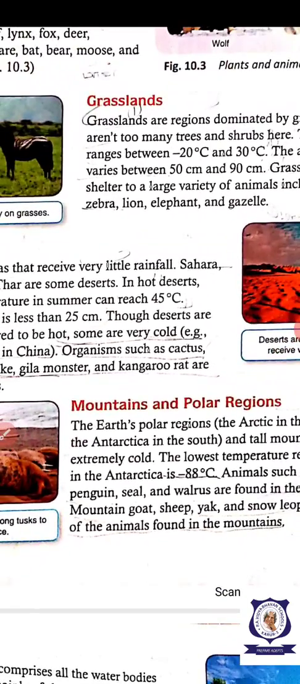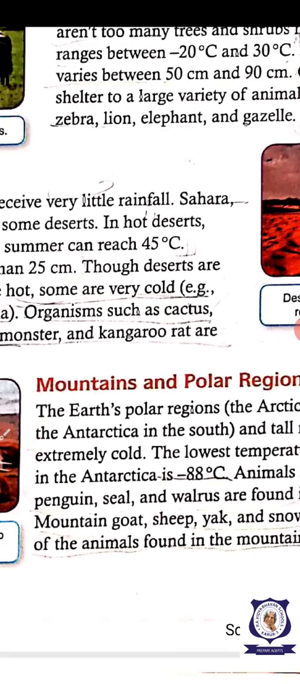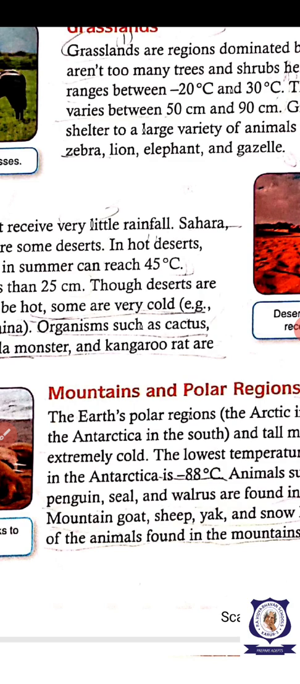Mountain and polar regions are one type of habitat. அதாவது மலைகளும் அதை சார்ந்த குளிர்ந்த மலைகளும் குளிர்ச்சியான மலைகளும். South and northern poles, that is Arctic, and northern pole is Arctic and south pole is Antarctica, isn't it? Both the poles are very, very cold around the earth. The extremely cold mountains and polar regions have minus 88 degrees centigrade temperature only available. Very, very cold. Then what organisms will be there?